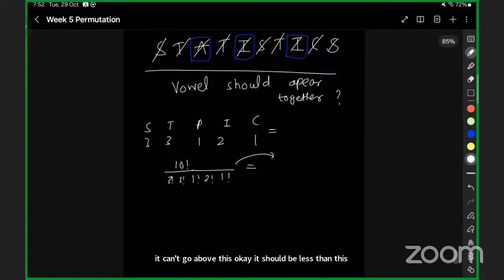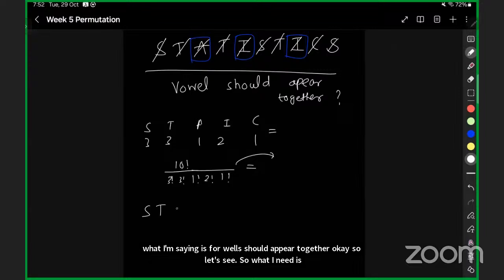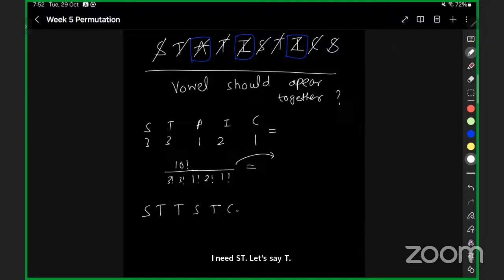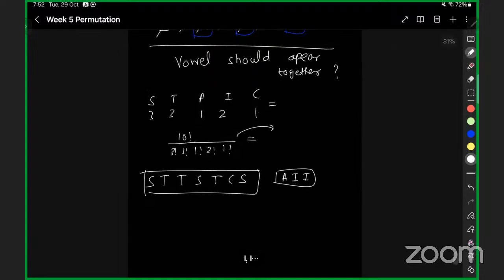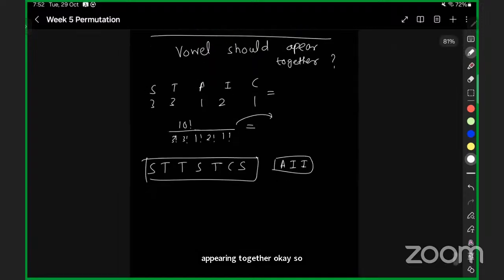So what I'm saying is vowels should appear together. So what I need is S, T, S, T, C, and S, and then A, I appearing together. So this is the arrangement I want. Now see what can be the possibilities. So let me tell you, SAII, right? So this group is coming here.